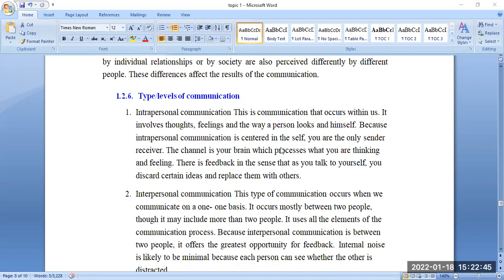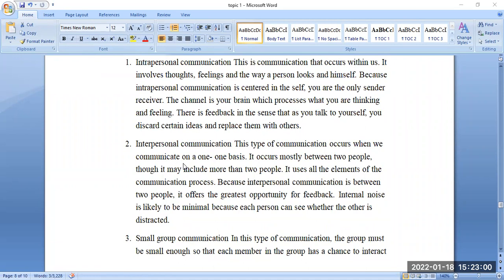Unajiuliza maswali ukijijibu wewe mwenyewe. Haujiulizi loudly. Unajiuliza kimoyo moyo. That is known as intrapersonal communication. The next one is interpersonal. Interpersonal communication is communication between two or more people. When you communicate with your friends in class, when you communicate with your friends in church, that is interpersonal communication.